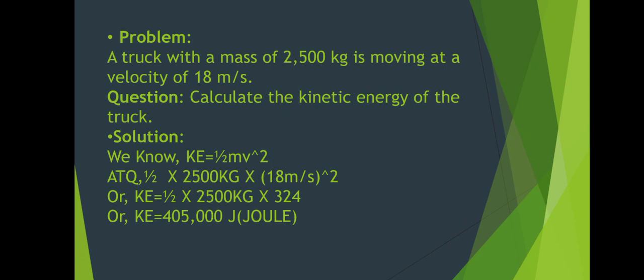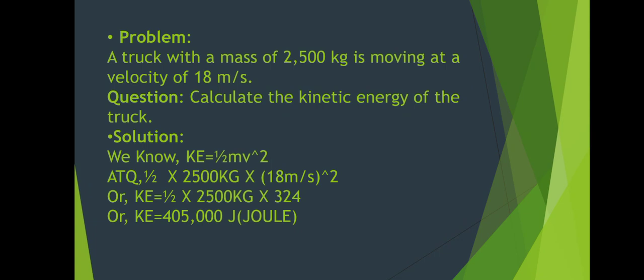We know kinetic energy equals to half mv square. Here m stands for mass, v stands for velocity. According to the question, half into 2500 kg into 18 meter per second square. Here the 2500 kg is the mass of the truck. The 18 meter per second is the velocity of the truck, and here you can see the square. It is according to the formula. Now let's get to the next line.